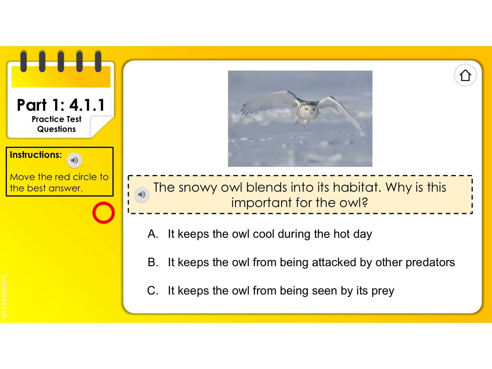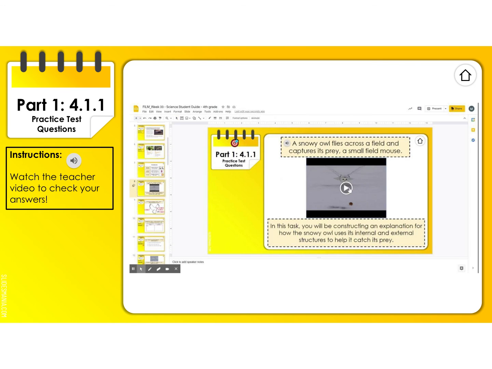And then the snowy owl blends into its habitat. Why is this important for the owl? Again, you'll choose one of the three answers. The circle here on the left can be moved over to circle your answer. And then the last slide you can watch, there's this teacher video, and that is going to help you check your answers. So that is what that is for. And that is the end of day one of science.